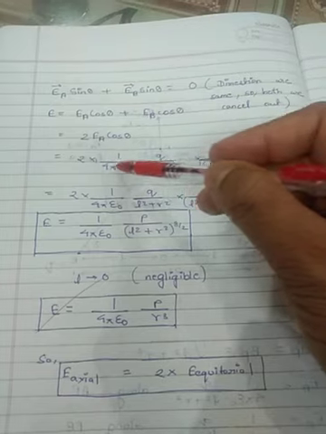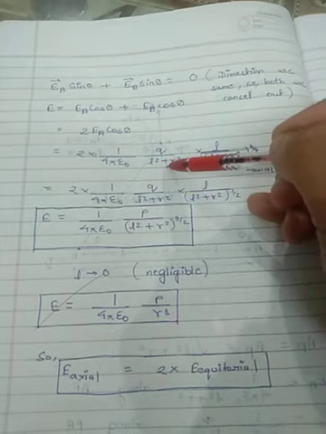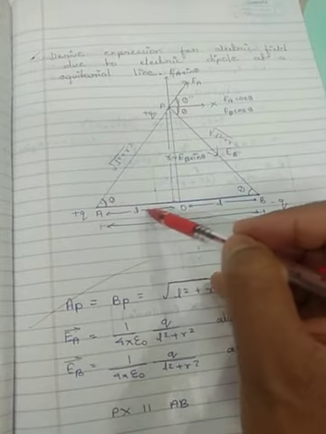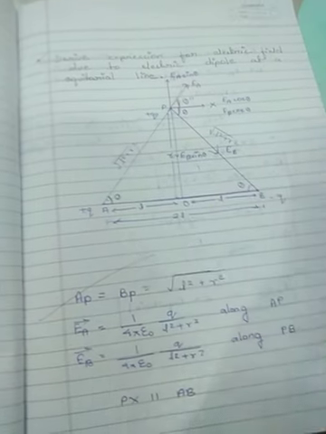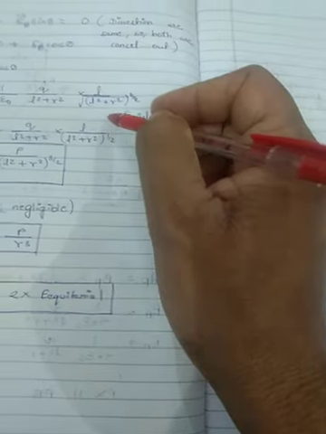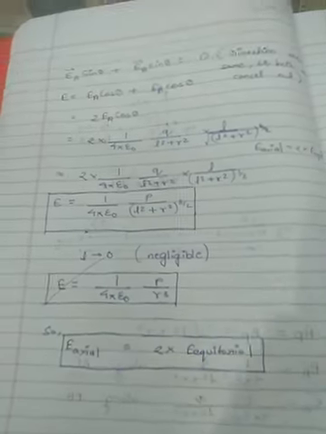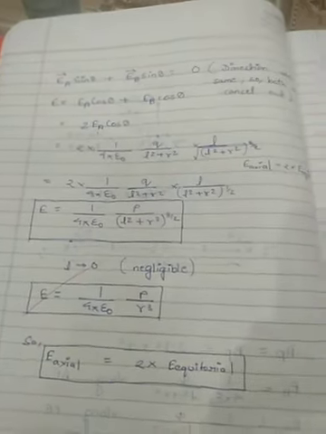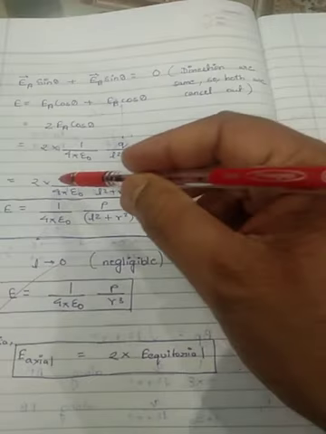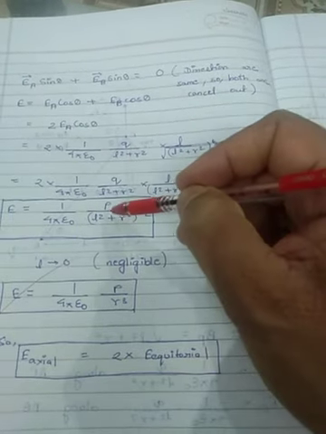Write down the value of EA: 1 by 4 pi epsilon naught, q by L square plus r square. So what is cos theta in this triangle? Cos theta will be B by H, L by root over L square plus r square, which means to the power half. So this will be total 1 by 4 pi epsilon naught, P by (L square plus r square) to the power 3 by 2. In the numerator 2qL, this will be P.